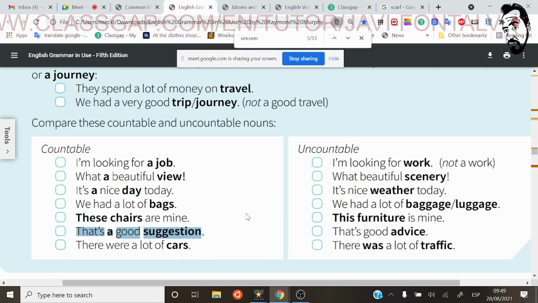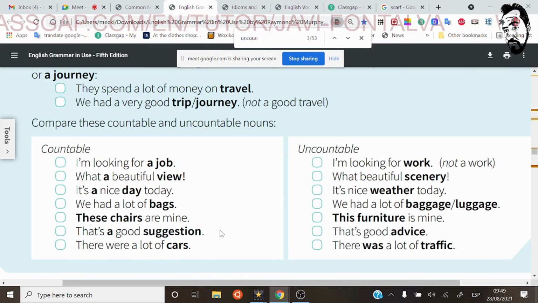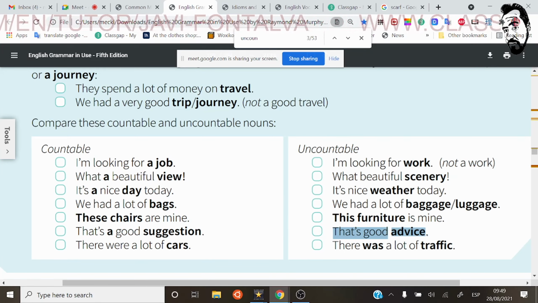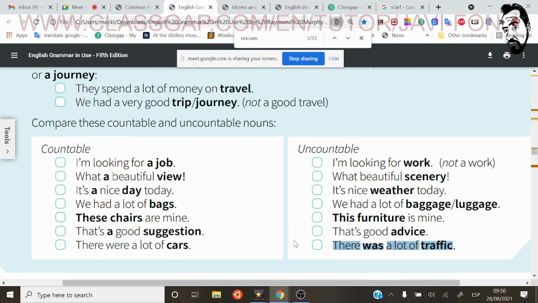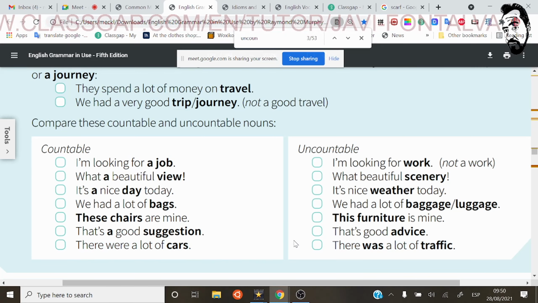Next one. That's a good suggestion. Suggestion. Next one. That's a good advice. Nope. That's good advice. Okay, next one. There were a lot of cars. And this one? There was a lot of traffic. Perfect.